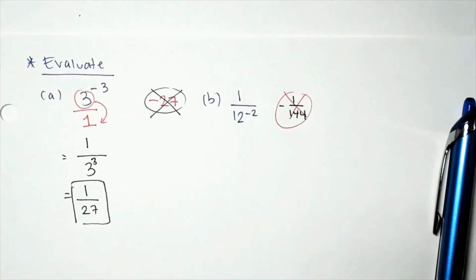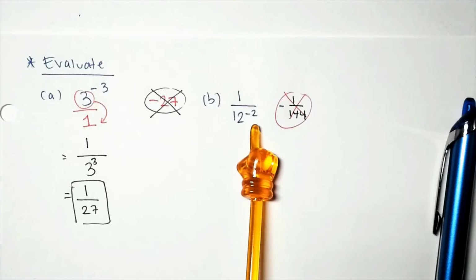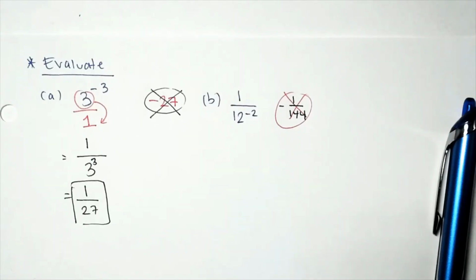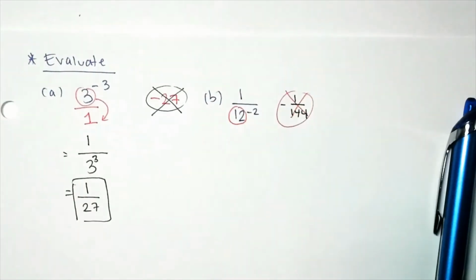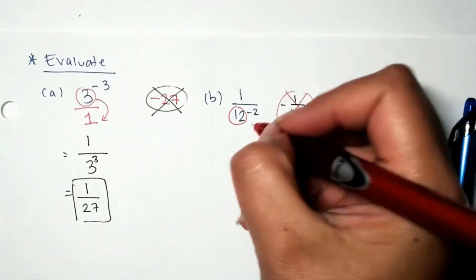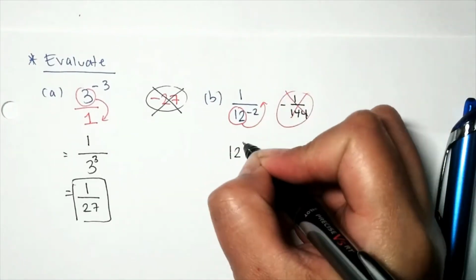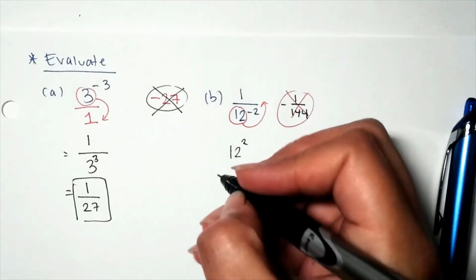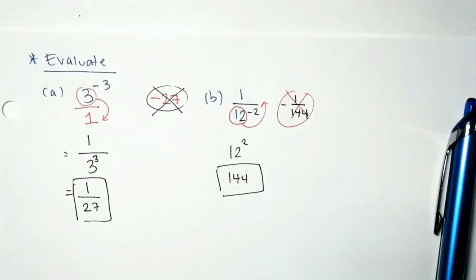I genuinely don't know how to evaluate this, because the negative exponent throws me off. If the exponent was positive, bam. So let's make the exponent positive. To do that, we move the factor to the other side, so we bring it up. That gives us 12, and we switch out the exponent. 12 squared is 144. We don't need a calculator, just freehand.